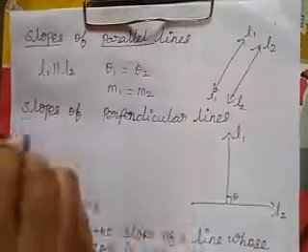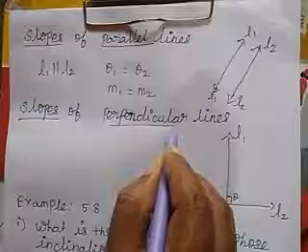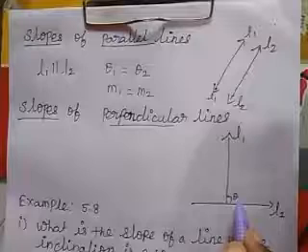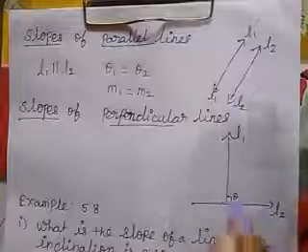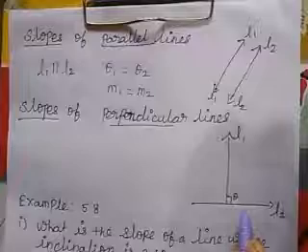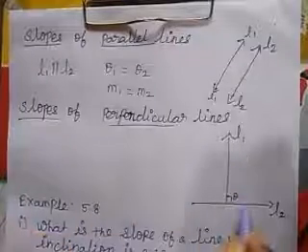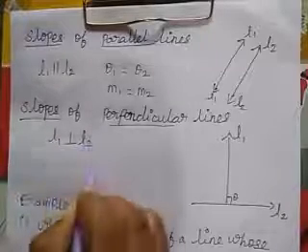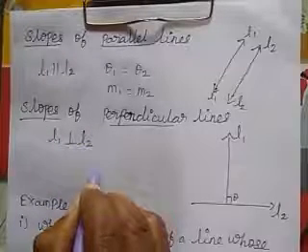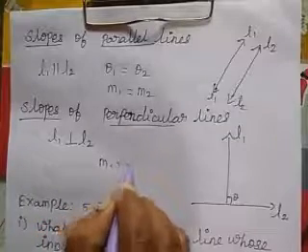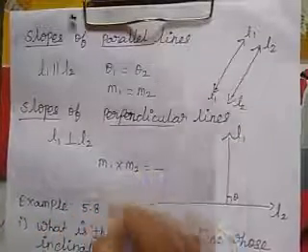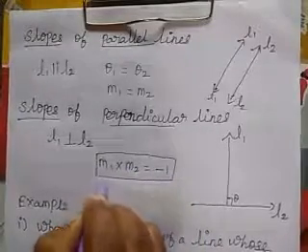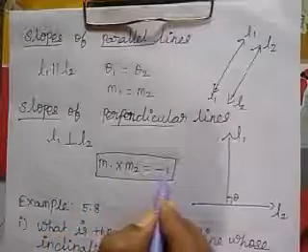The second one is slopes of perpendicular lines. When the two lines L1 and L2 are perpendicular, the angle between the perpendicular lines is theta, and theta is equal to 90 degrees. So L1 perpendicular to L2, the multiplication of their slopes, M1 into M2, is equal to minus 1.